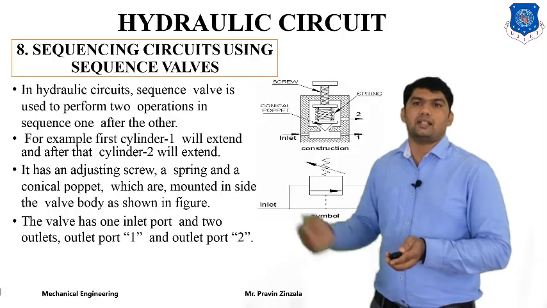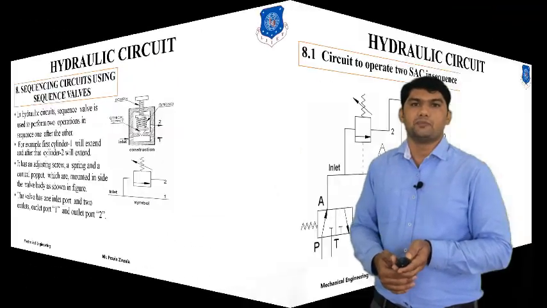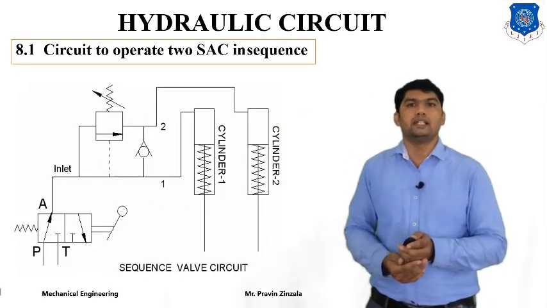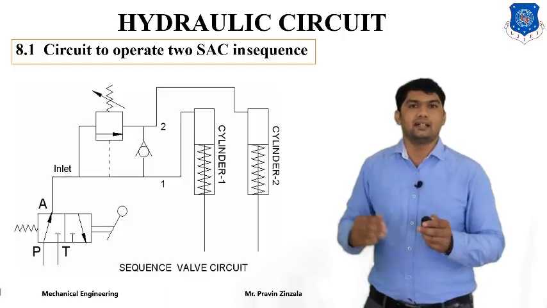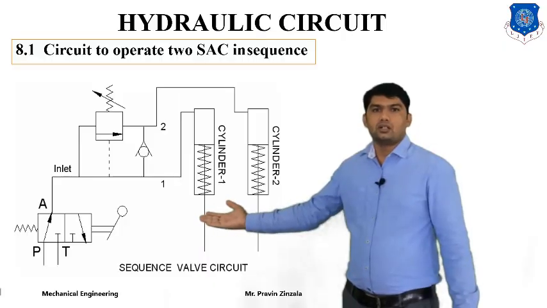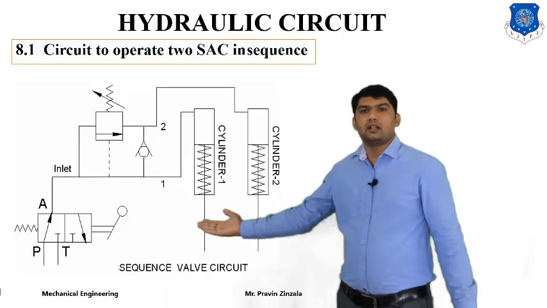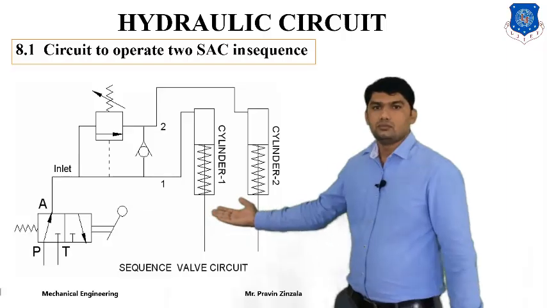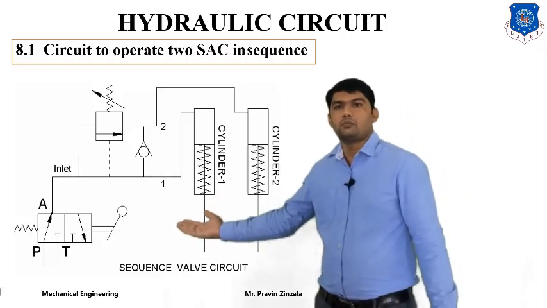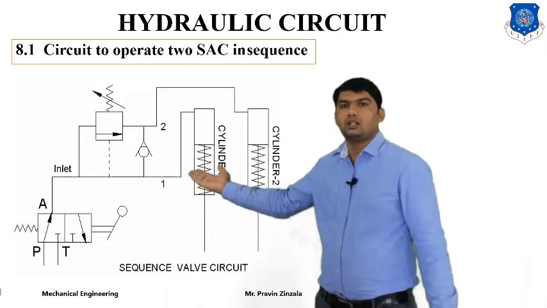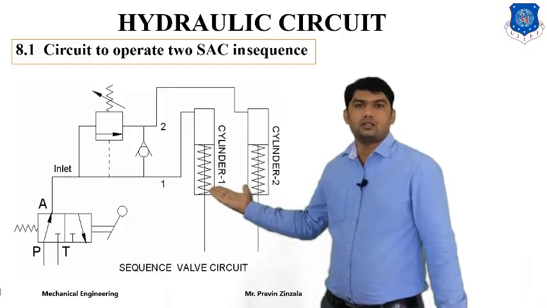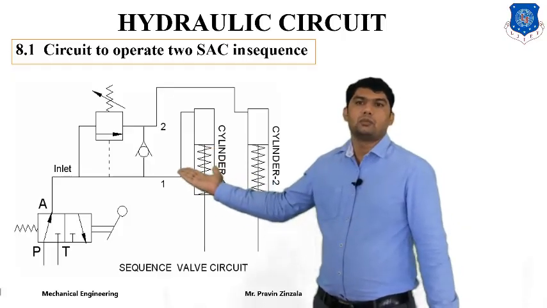Now we will take an example of a sequencing circuit. The first example is to operate two single acting cylinders in sequence. This is the 5/2 direction control valve. Whenever the pump is connected to the 5/2 direction control valve, fluid will pass from the pump to A and from A to cylinder number 1. So what happens? At the end of extension of cylinder 1, it will create pressure, and this is pilot operated.